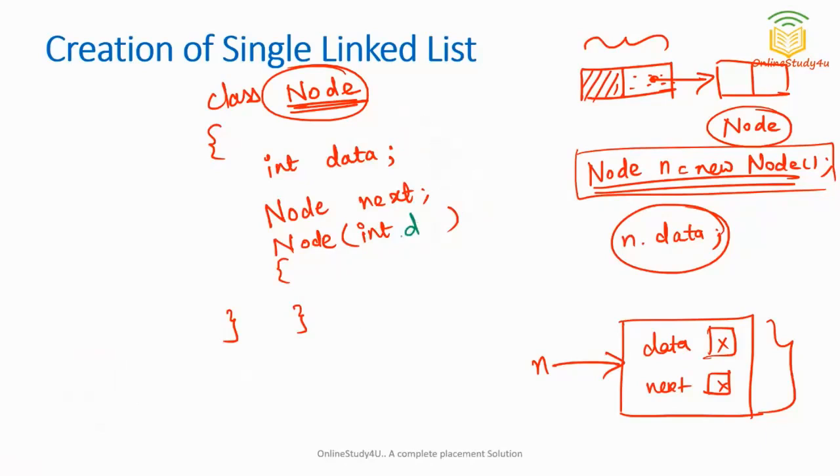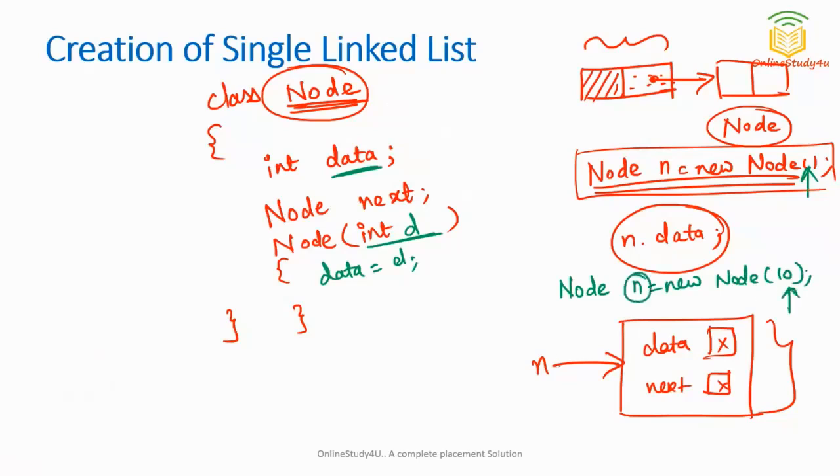So when the data is passed in the constructor, what next do I want to do? I want to store it in this data. So data is equal to D. This will store the value which we have passed in the constructor at this location. Suppose we are doing Node n = new Node(10). This is the actual data which we have passed. Now n is pointing to the node, and it will store this value as 10.